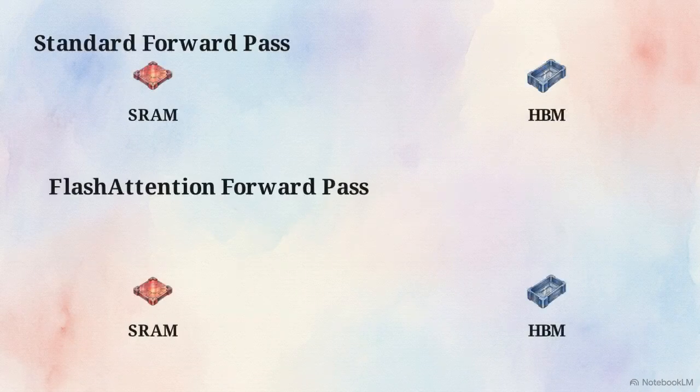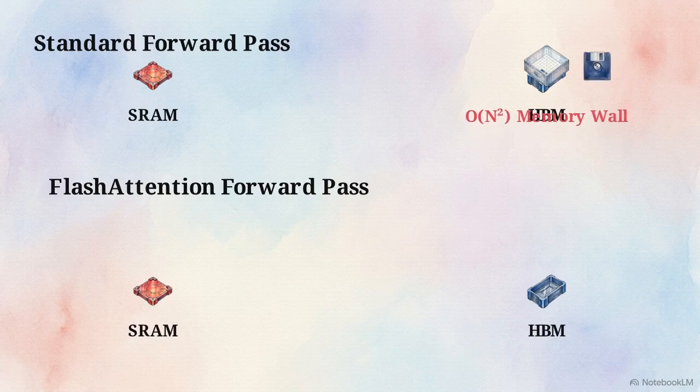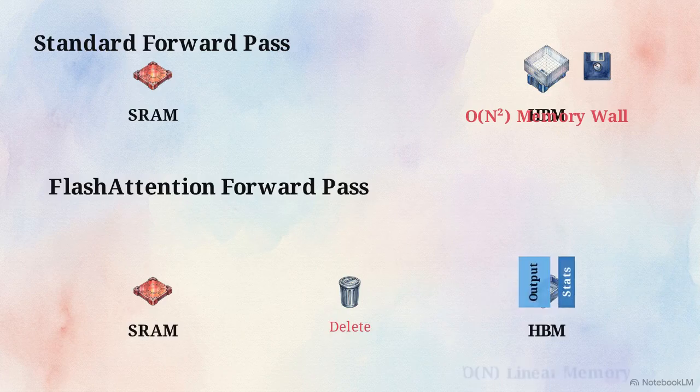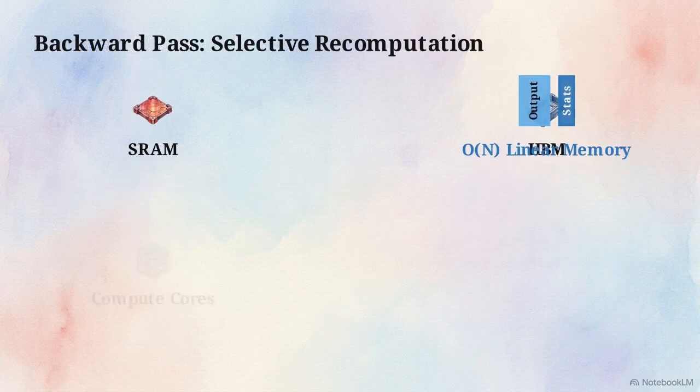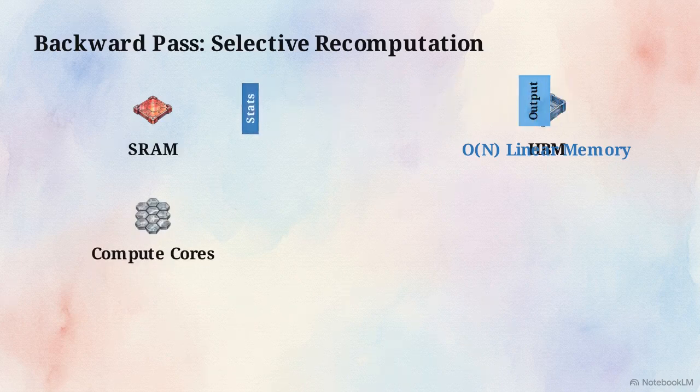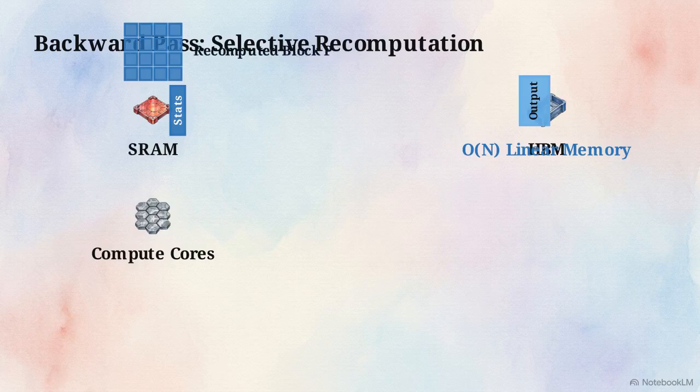This visual contrasts how frameworks handle the backward pass during model training. Standard architecture saves the massive intermediate matrices in HBM during the forward pass, so they can calculate gradients later. FlashAttention actively deletes those intermediate matrices. It stores only the final output and a small linear vector containing the softmax statistics. When it is time for the backward pass, FlashAttention uses those stored statistics to selectively recompute the attention blocks on the fly, directly inside the SRAM.